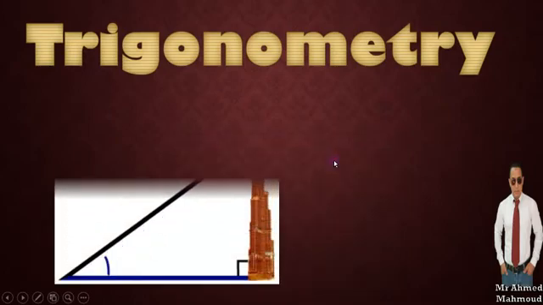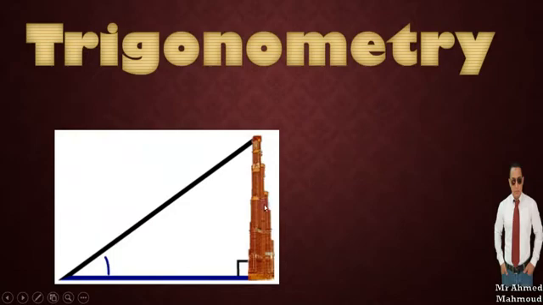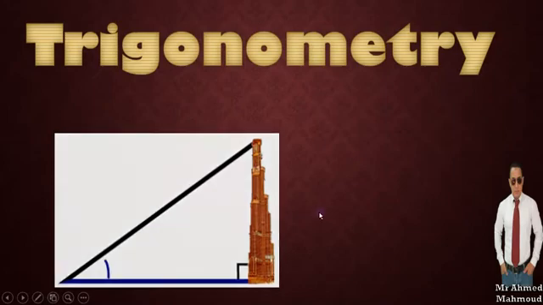Another example, if we have a tower like this, it is also divided into a right angled triangle, in which the distance between the base and the observer is the base of the right angle triangle. The tower here is the side of the right triangle, and the distance between the observer and the height of the building is the hypotenuse. It's easy by using trigonometry to study this triangle: the height, the distance, the angle of elevation, and everything about this triangle. Let's start our lesson.